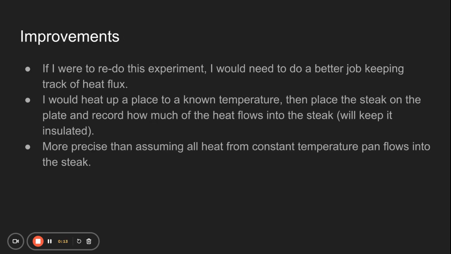If I were to redo this, improving the heat flux measurement is more important. I'd heat up a plate to a known temperature and then accurately measure how much heat flows into the steak from that. I'd be much more precise than assuming it's constant.